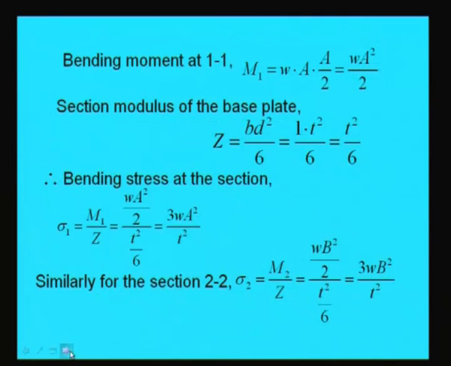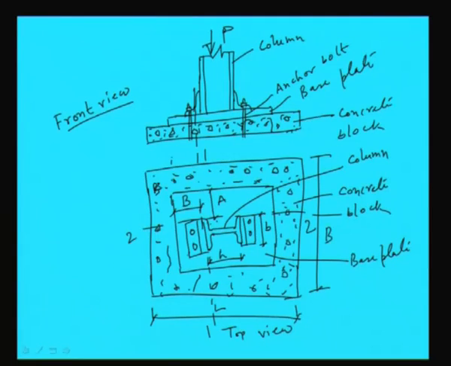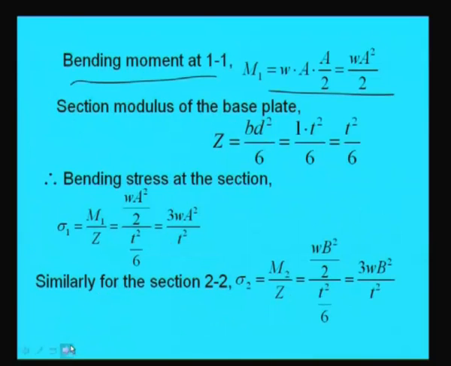So, what we will see, the bending moment at section 1 will become W a square by 2, right. If W is the uniformly distributed load, then W into A into A, that is W a square by 2, will be the maximum bending moment here. Similarly, bending moment in this direction will be W b square by 2, right.